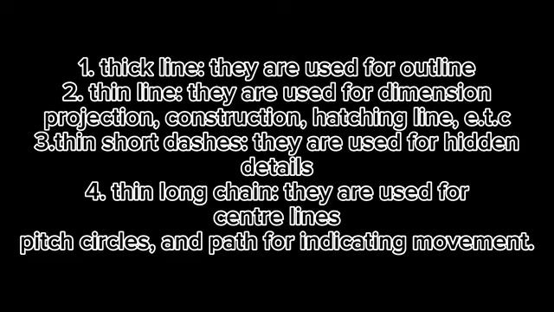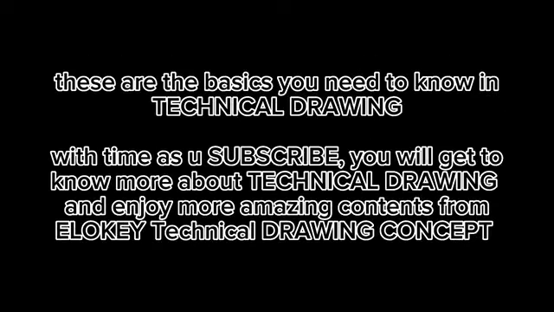Types of line. 1. Thick line, they are used for outline. 2. Thin line, they are used for dimension, projection, construction, hatching line, and so on and so forth. Thin short dashes are used for hidden details. Thin long chain, they are used for center lines, pitch circles, and paths for indicating movements, and so many others. These are the basics you need to know in technical drawing.